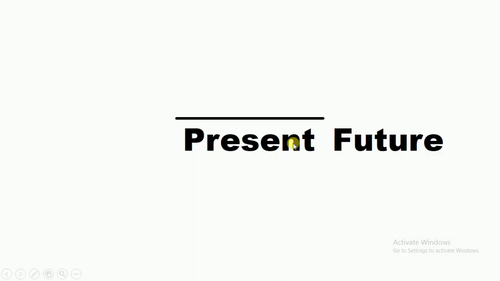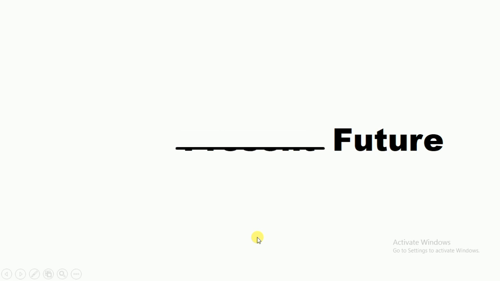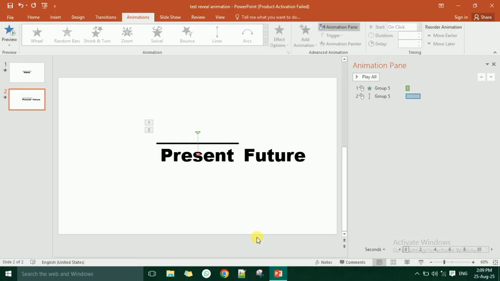So here is the first animation, and on the next click these animations come. So our two animations are ready. Let me decrease its duration to 1.5 seconds, and I think this is a little bit on the right side, so let me saturate it.